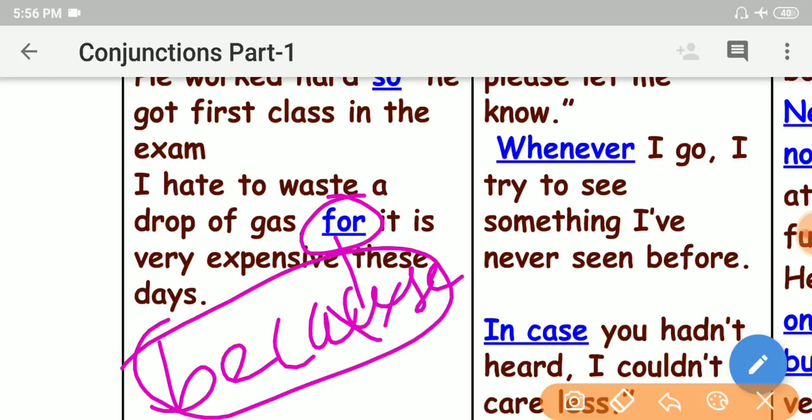So these are some important sentences framed by using coordinating conjunctions. In the next video, we are going to learn in detail about the proper usage of all these 7 coordinating conjunctions, my dear friends.